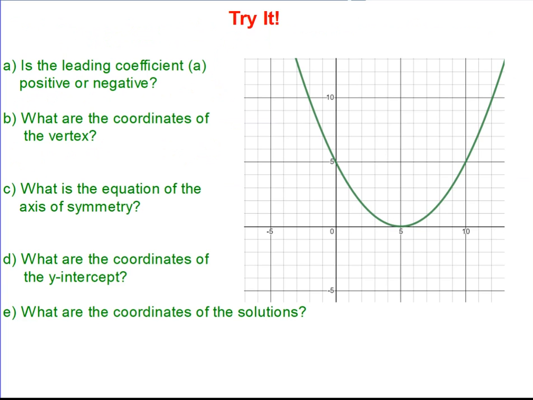All right, and that's it for this video. So I'm going to leave you with this try it problem. You need to answer each of these questions about the graph that we see here. So what's the leading coefficient? Is it positive or negative? What are the coordinates of the vertex? What's the equation of the axis of symmetry? What are the coordinates of the y-intercept? And what are the coordinates of the solutions? That's all there is to it. Give the try it a try.